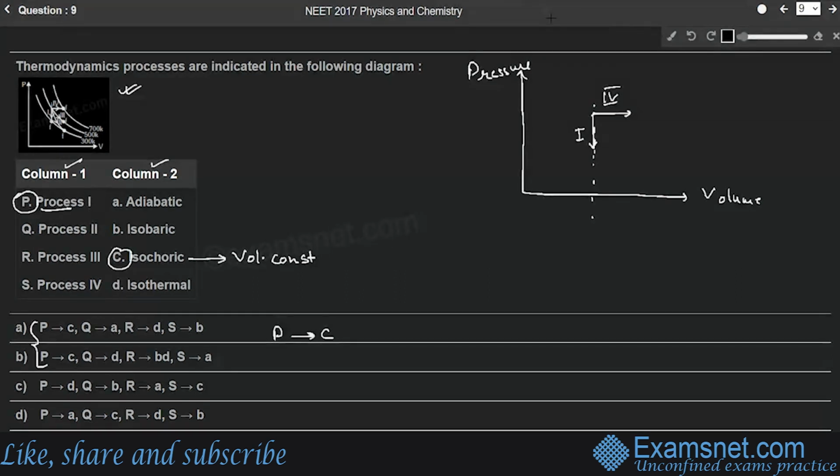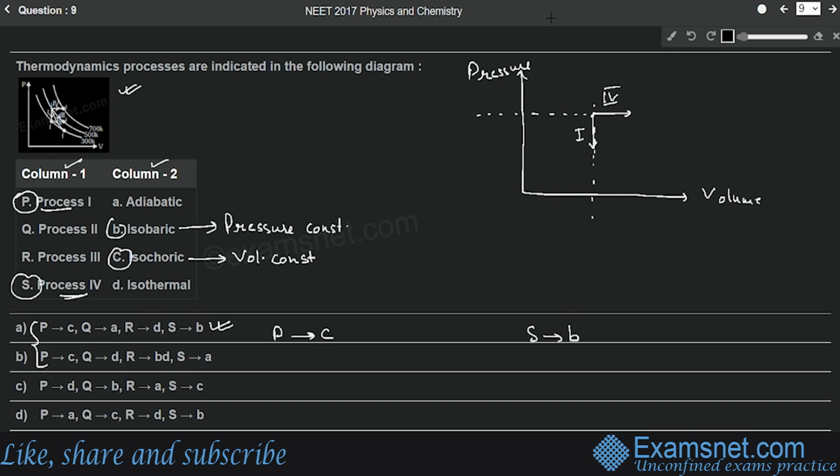Now graph number 4, here we can see that pressure is constant. So it is an isobaric graph. Okay, isobaric means pressure is constant. Okay, so process 4, that is S, will be matched with B. Okay, so S will be matched with B. That means option A will be the correct answer, but still we'll consider other graphs as well.